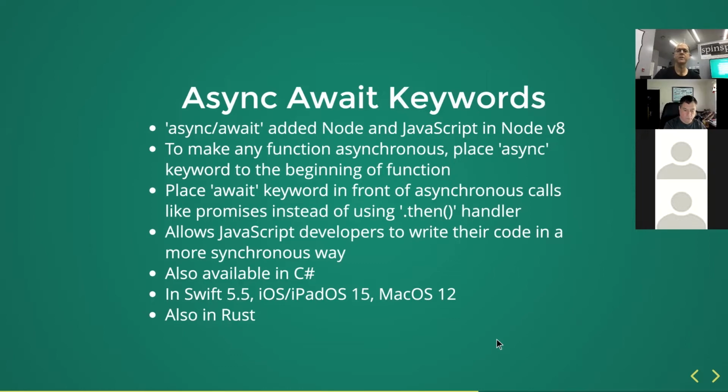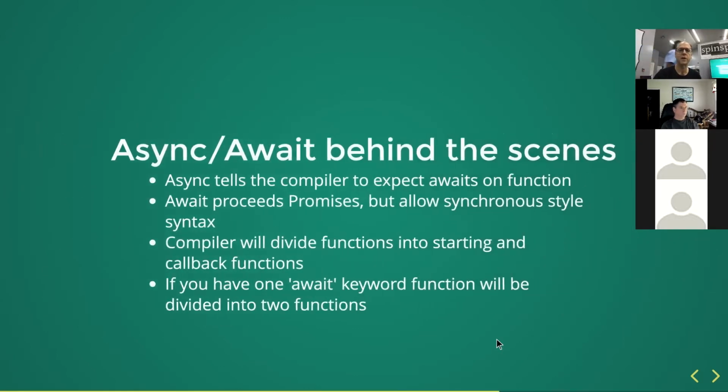This allows you to write code that looks a little more synchronous, and it's a little easier to read. This is also available in C#. It was just added into Swift 5.5, so it's going to start showing up in iOS and iPadOS 15 and macOS 12 in the fall. The betas are out now, so if you're in the Apple ecosystem, you can start writing software for this today, but you won't be able to run your programs until iOS 15 and macOS 12 come out. This feature is also in the Rust programming language. I'm going to show examples of all of these so we can see what they look like.